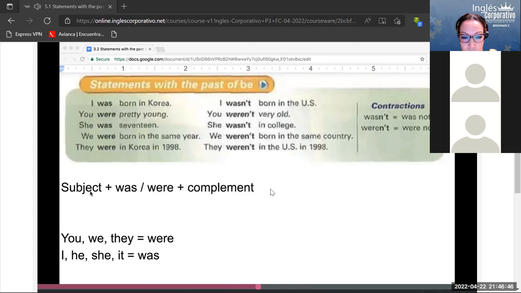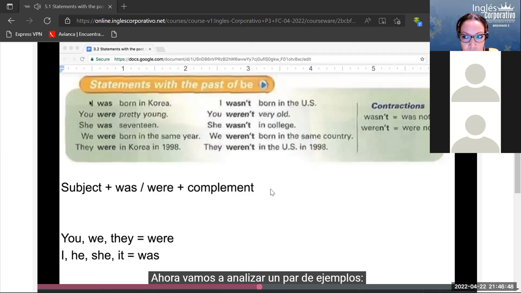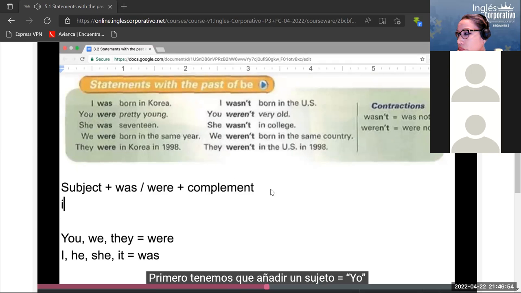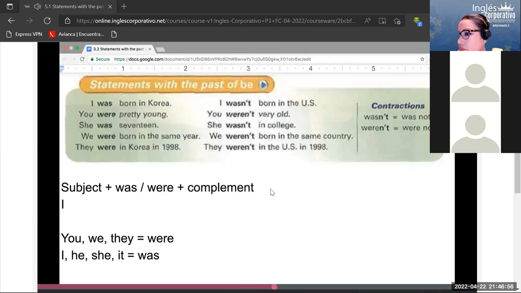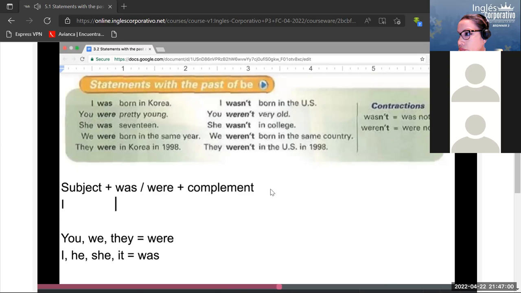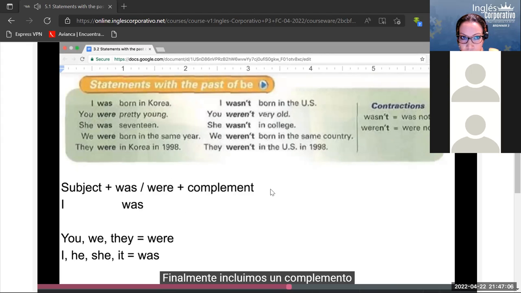Now let's analyze a couple of examples. I was born in Korea. First, we need to add a subject, I. Then we will use the verb to be in the past, was. Finally, we will include a complement. Born in Korea.